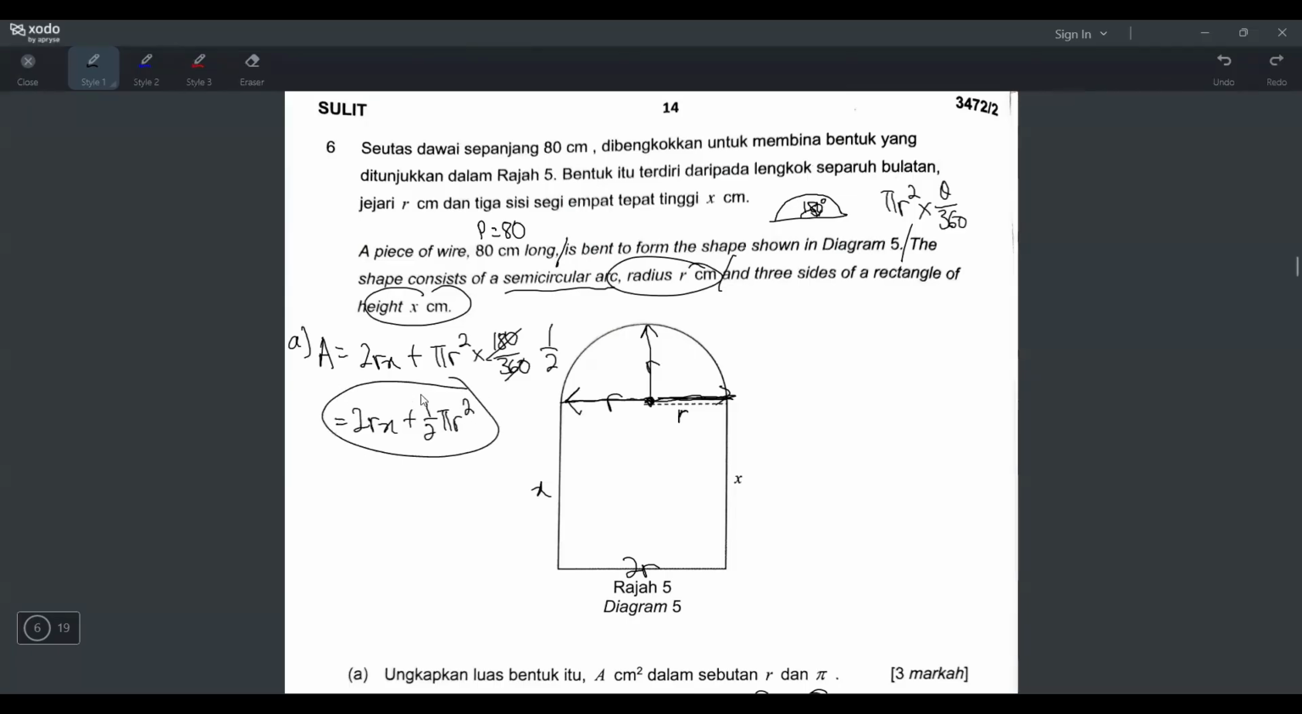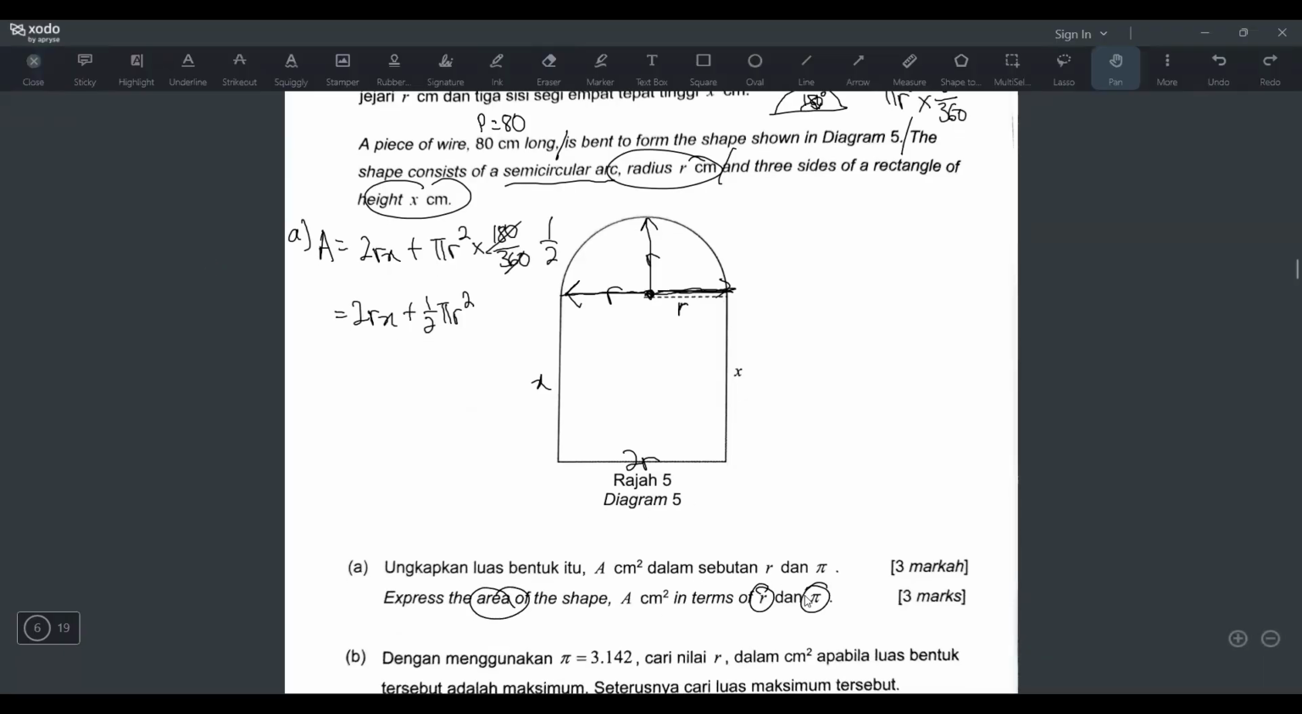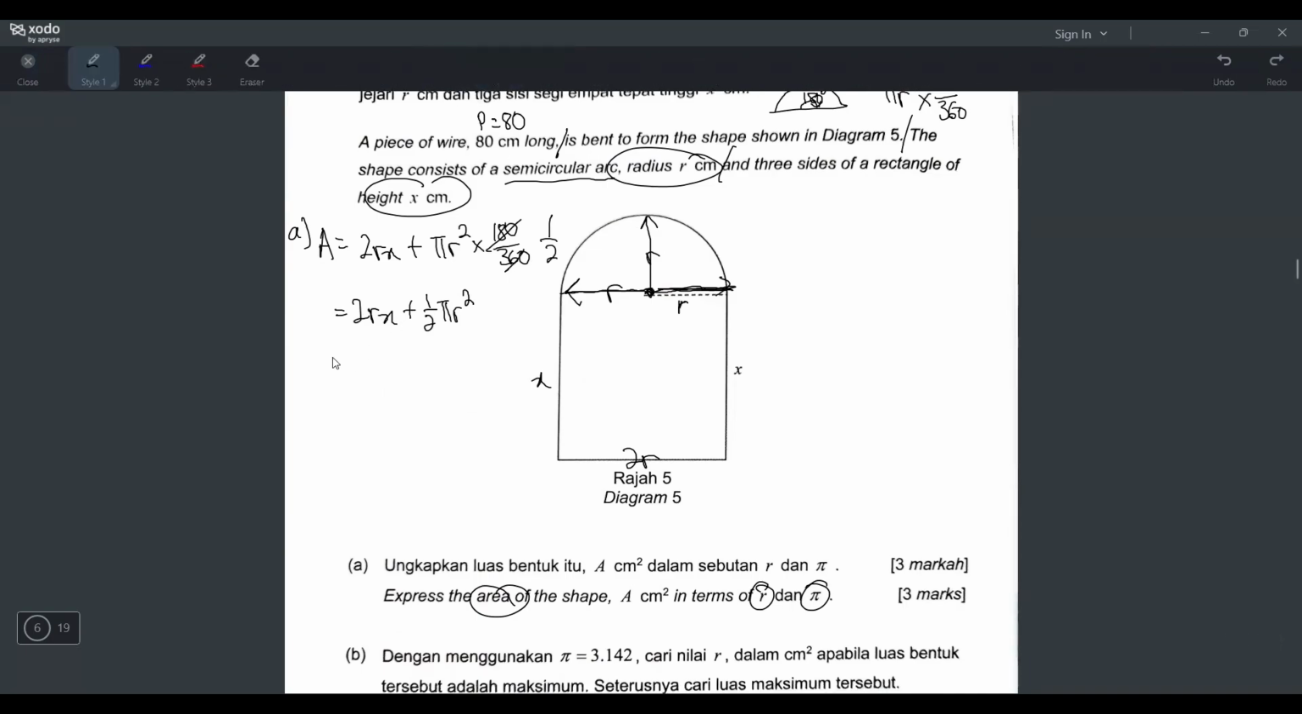But you can tell this is the wrong answer. You know it's wrong. Why? Because the question asked you to write in terms of r and pi. This one is in terms of r and pi, but it's also in terms of x. So who is the troublemaker now? The x is the troublemaker now. It means the x here, you have to get rid of the x. But you can't just erase it like this. Cannot.